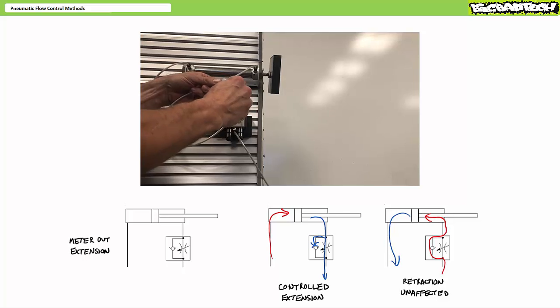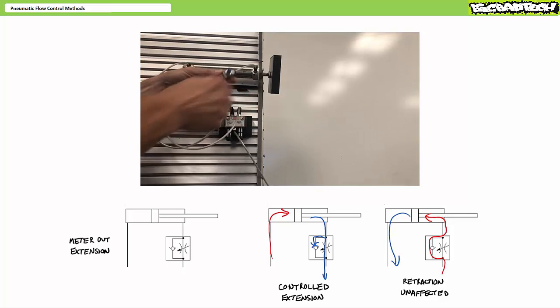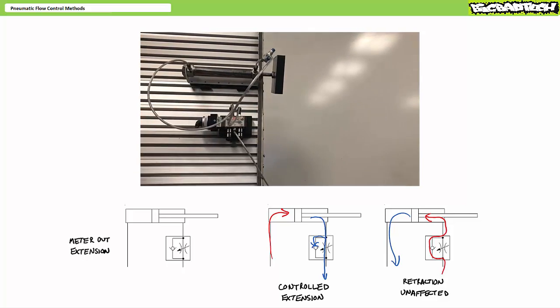Think about it. I'll give you till a count of 5 to come up with an answer. 1, 5. Did you see that? The cylinder partially extended, even though the completely closed flow control valve on the rod end won't let any air escape. Why did it partially extend?